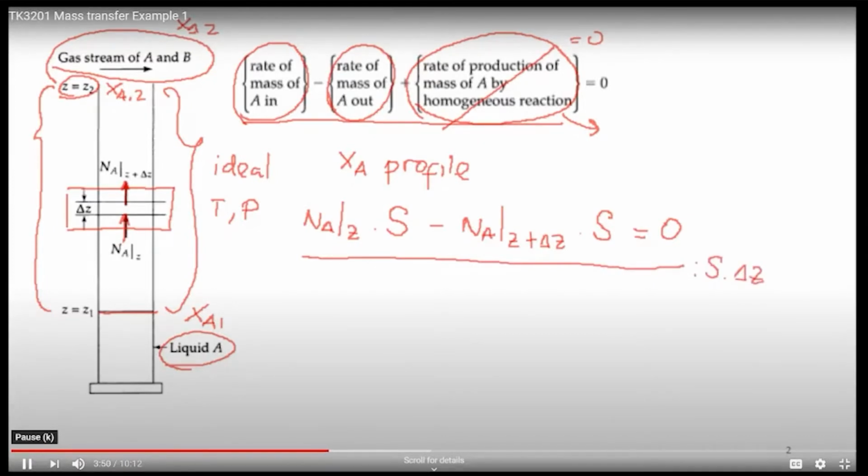And we get dNA per dz equal to 0. Okay, now we have to remember that NA is the total rate of A. So we have to find out what is the relationship between NA and JA. So I can write like this.